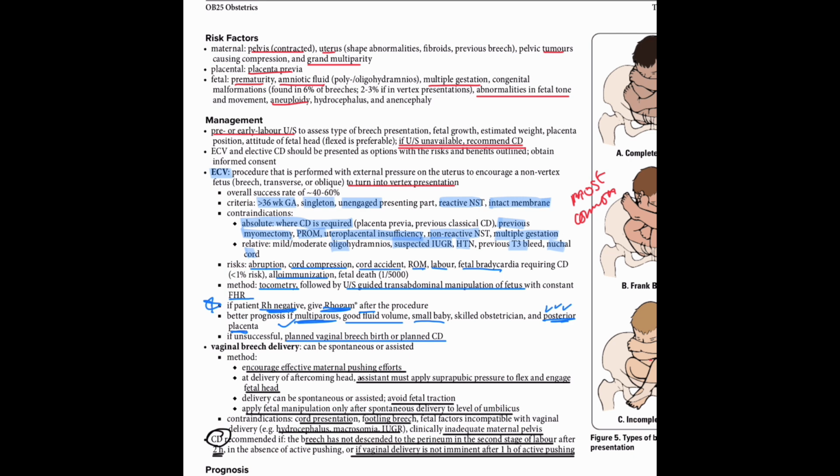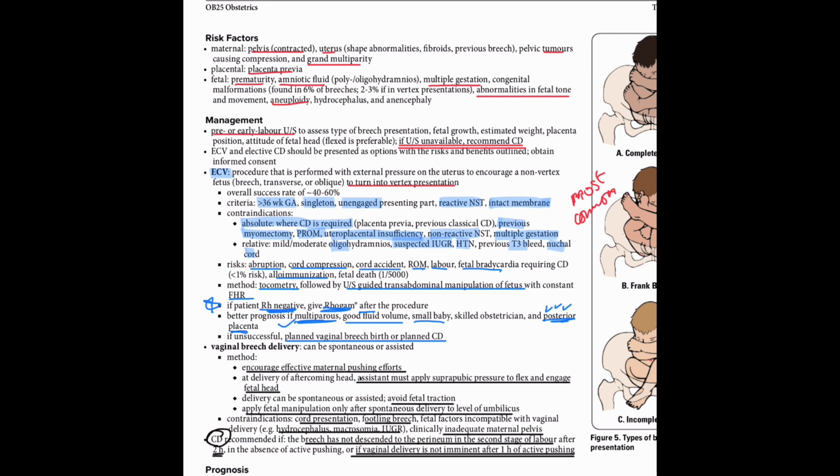How would you manage them? So we would be needing a pre or early labor ultrasound so that we assess what's the breech position going on, what's the breech presentation, how is the fetal growth, estimated fetal weight, and placental position, and attitude of the fetal head. We need them flexed, we don't want them hyperextended. So we're just going to look for this. For that we have to assess pre or early labor ultrasound. But if we do not have ultrasound, if it's not available, we just go for a cesarean delivery. We'll recommend cesarean delivery, because we don't know what's going on inside, right?